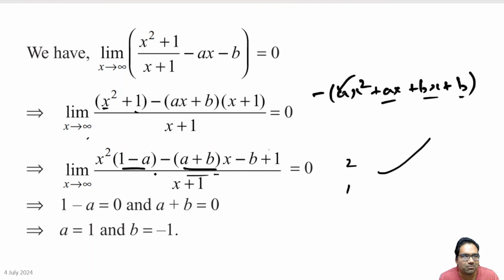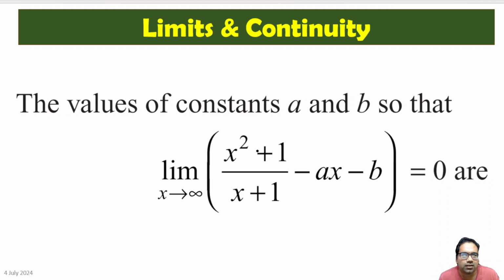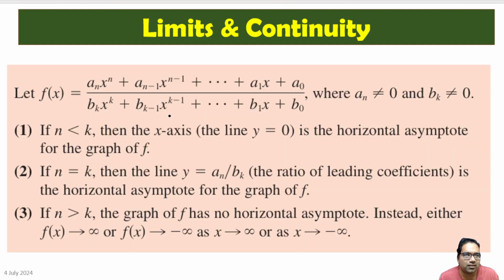Now what does that mean? 1 minus a is equal to 0, that means a equal to 1, and a plus b also equal to 0, that means b equal to minus a, b equal to minus 1. Very simple problem, just that we are using the theorem of horizontal asymptotes, the result of horizontal asymptote. What is a horizontal asymptote? When x tends to plus or minus infinity, how will this function behave?